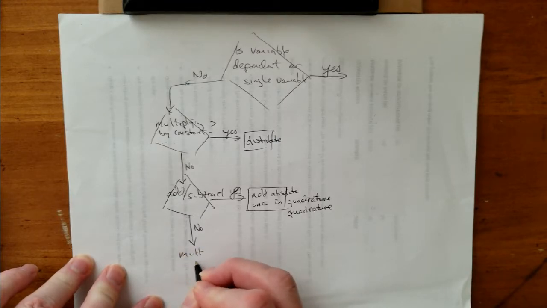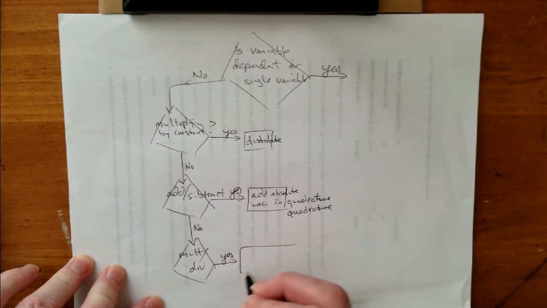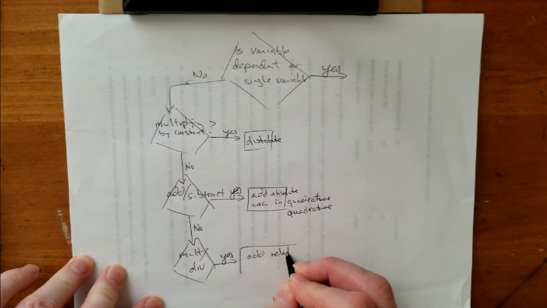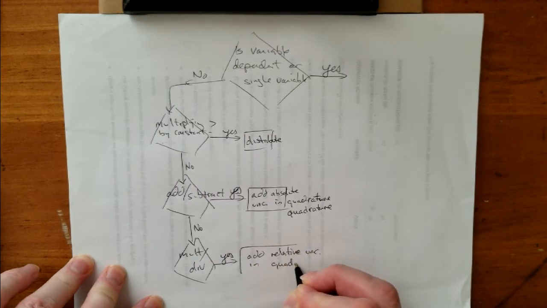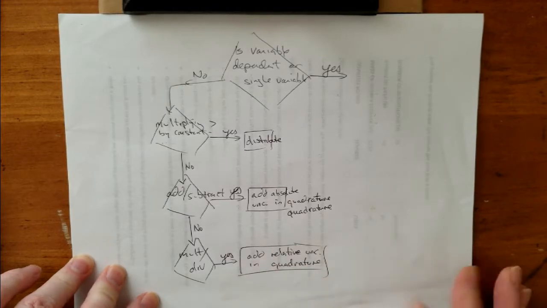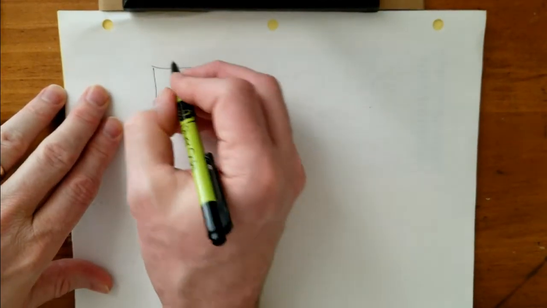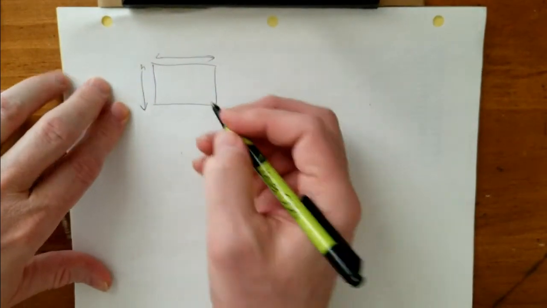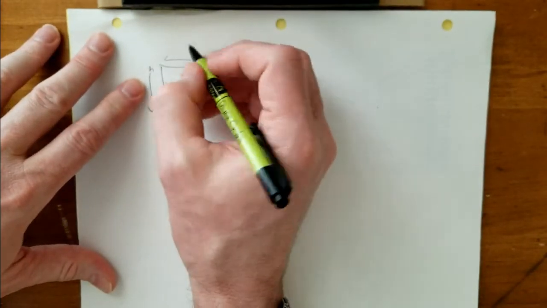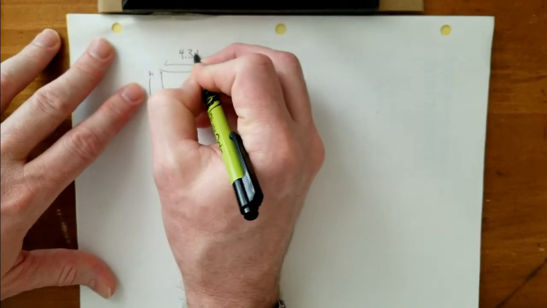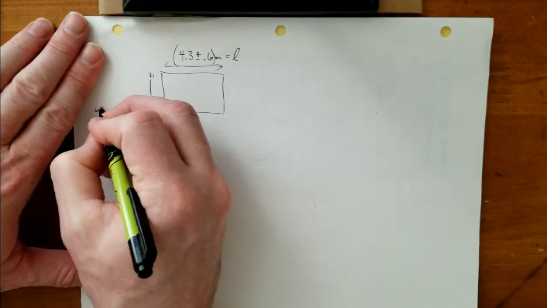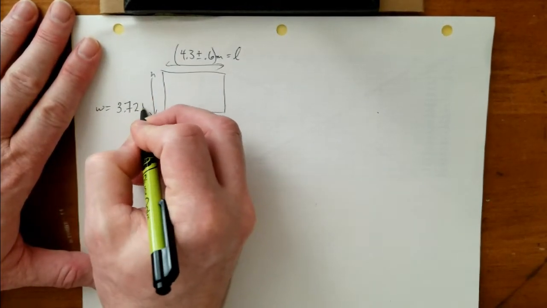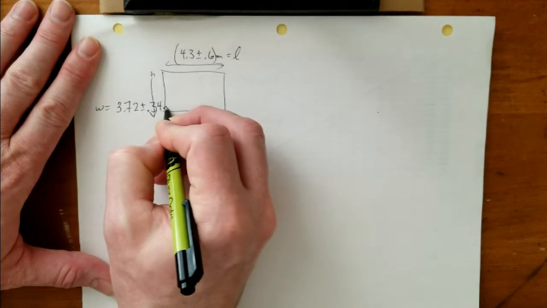So multiplication, division. Yes. All right, so now we add relative uncertainty in quadrature. And what we're doing with that, so let's say that I've taken some sort of rectangle here, I've measured the length, I've measured the width, and let's deal with numbers that are not whole. So 4.3 plus or minus 0.6 meters. We'll call that the length, and the width 3.72 plus or minus 0.34 meters.